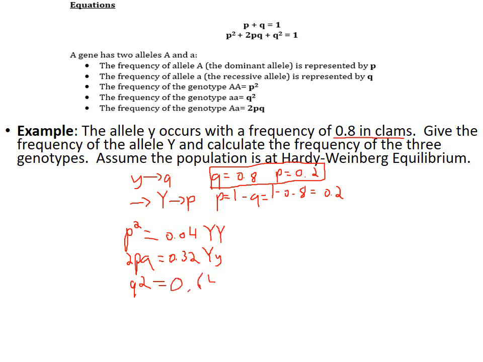And if you add those all up, you should get 1. And again, if I said there's 500 individuals, how many are homozygous dominant? You simply do your 0.04 times 500, and you would get 20 individuals that are homozygous dominant. So same idea for all these questions here, where you are assuming that Hardy-Weinberg equilibrium is occurring.